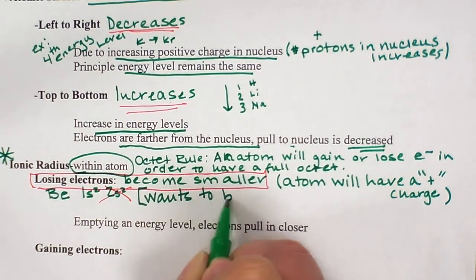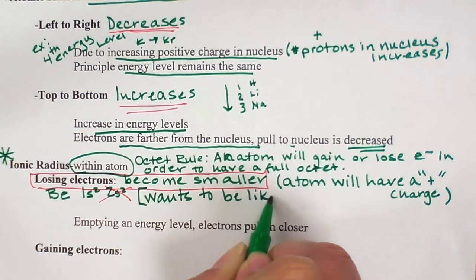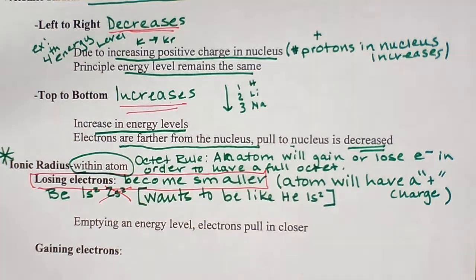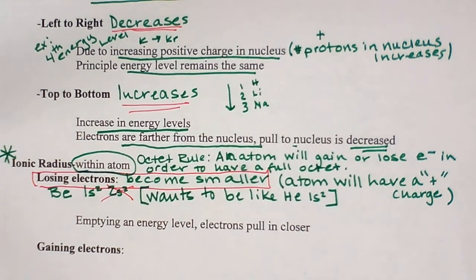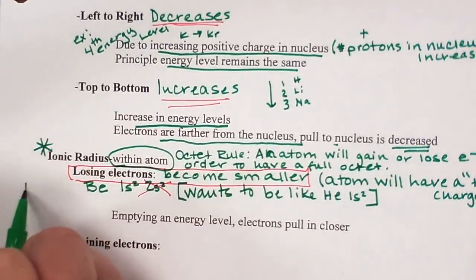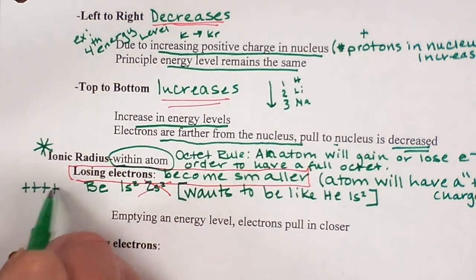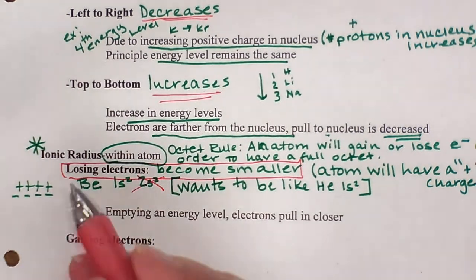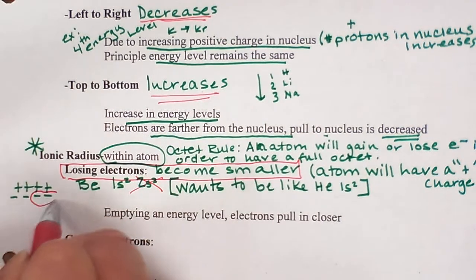Because it wants, most in life, to be like helium, which is 1s2. And if it's like helium, it'll be like the noble gas. It'll be like the cool kids, right? So beryllium has 4 protons and 4 electrons. So what's going to happen is beryllium is going to lose 2 electrons.